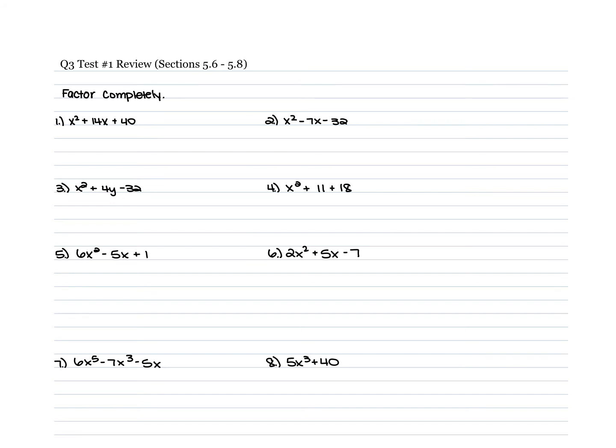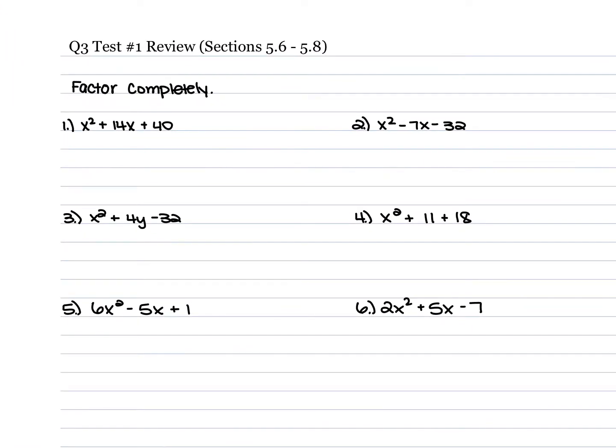All right, so your test tomorrow is on sections 5.6 to 5.8. You are factoring when A is 1, factoring when A is not 1, factoring out the greatest common factor, then factoring again, factoring the difference of squares, the difference of cubes, the sum of cubes, and then solving by factoring completely. So if you look at number 1, we're just factoring x squared plus 14x plus 40.